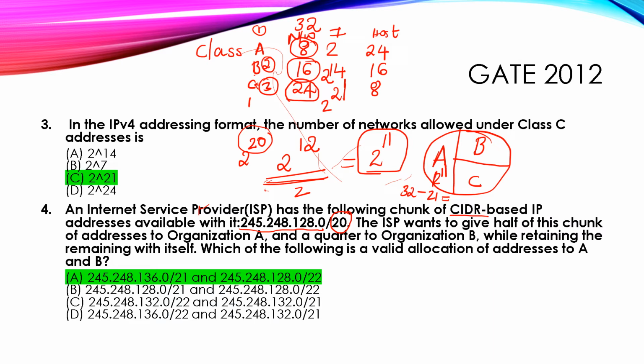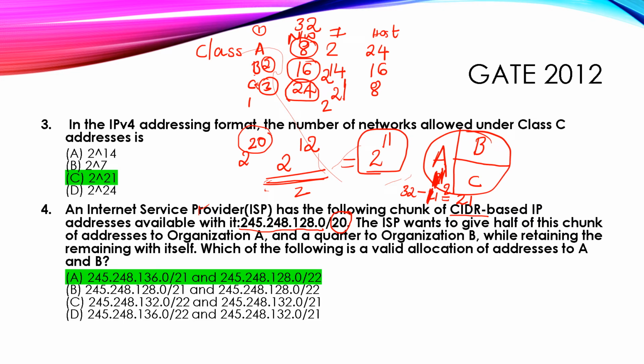Sorry, 2 raised to 11 host addresses are used for class A, so 32 minus 11 means it is 21. 21 bits are used for the network ID. So the mask value will be 21 for class A. So option A and option B have the same 21 for class A.